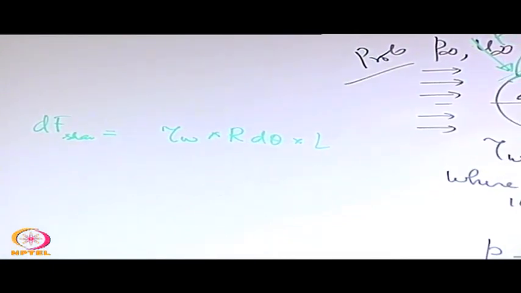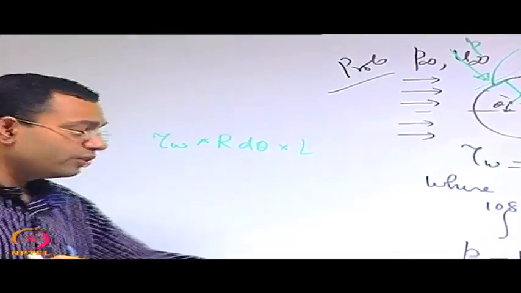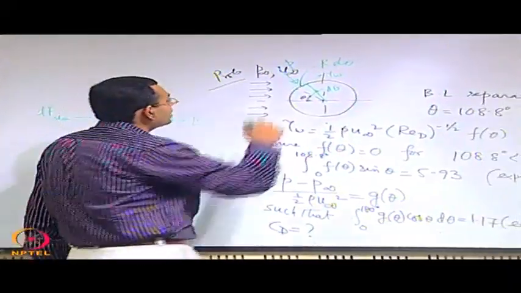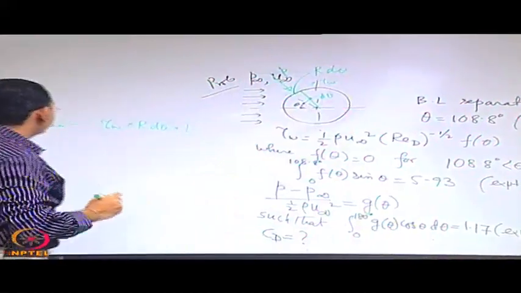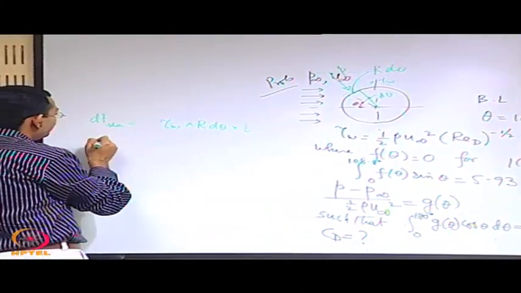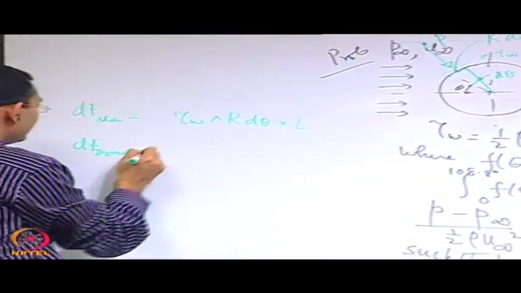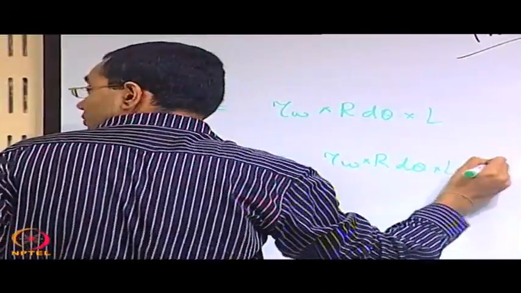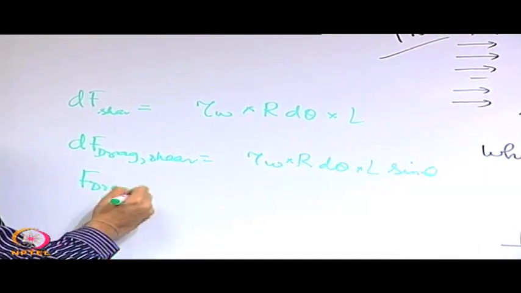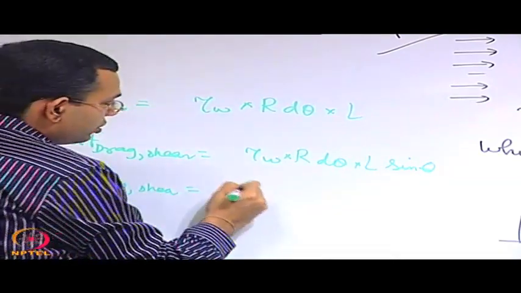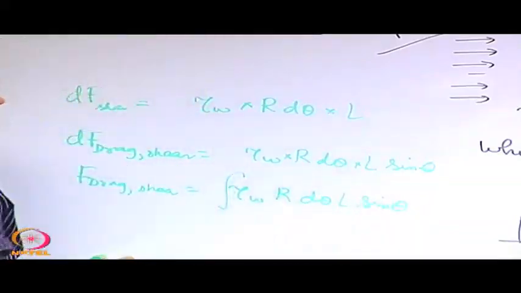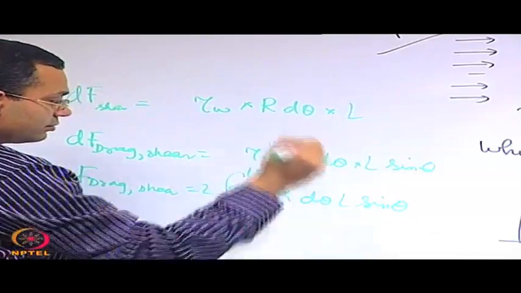That is number one, but what you want is the drag force, coefficient of drag. So you want the force component of this in the direction of the flow. So what will be that? Basically this into sin theta. So you will have dF drag due to shear is equal to tau wall into r d theta into L into sin theta. Okay. So you have the total drag force due to shear is equal to tau wall into r d theta L sin theta integrate 2 into 0 to 180 degree, right.